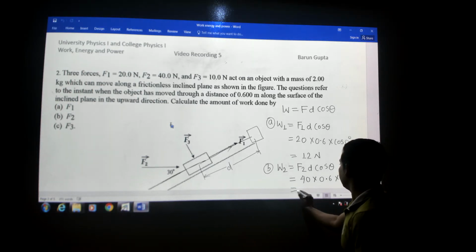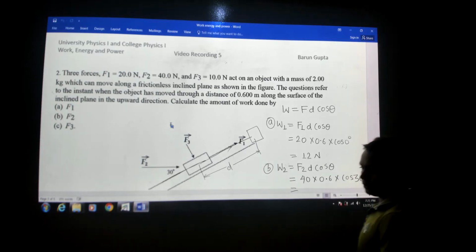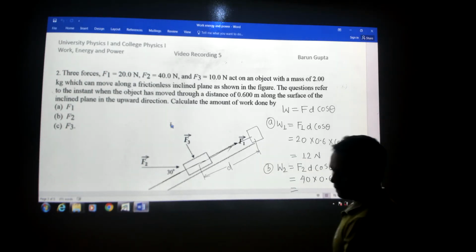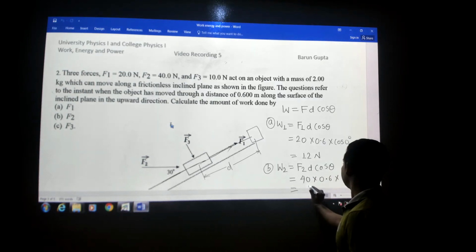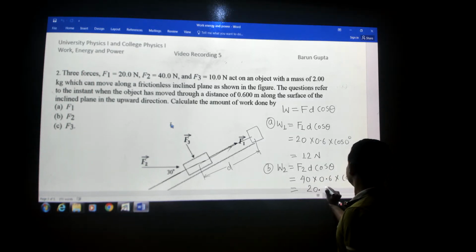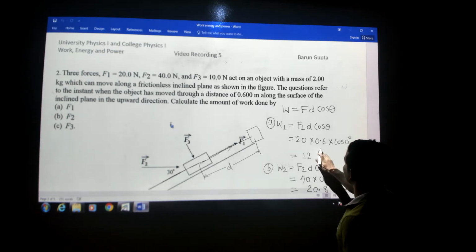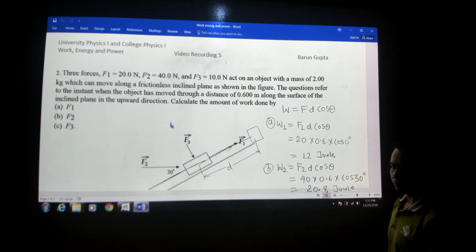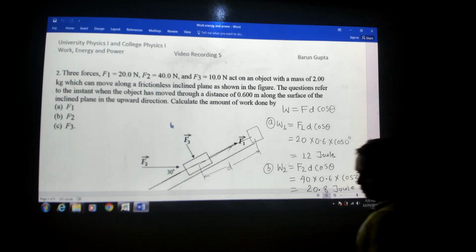If you do the math, 6 times 4 is 24. So this one would be 24 times cosine 30 degrees, which will be 20.8. Oh, my bad, this is work done, so the unit is joule. The answer will be in joule. Okay, and now number C.